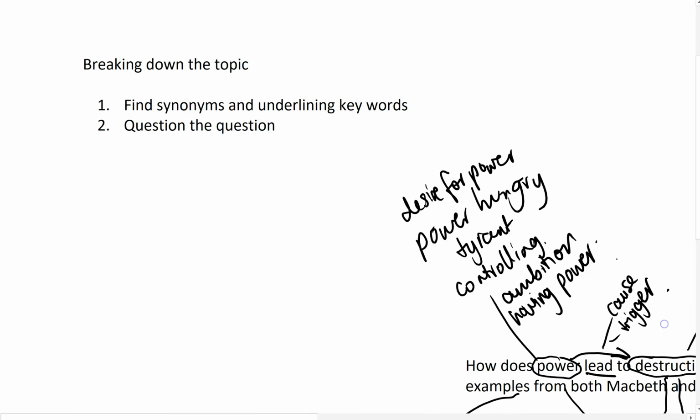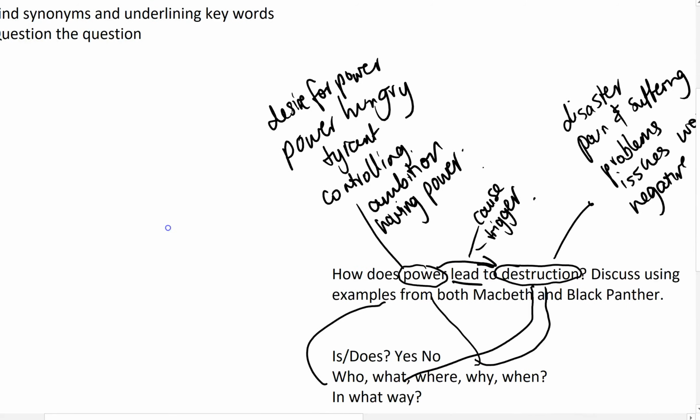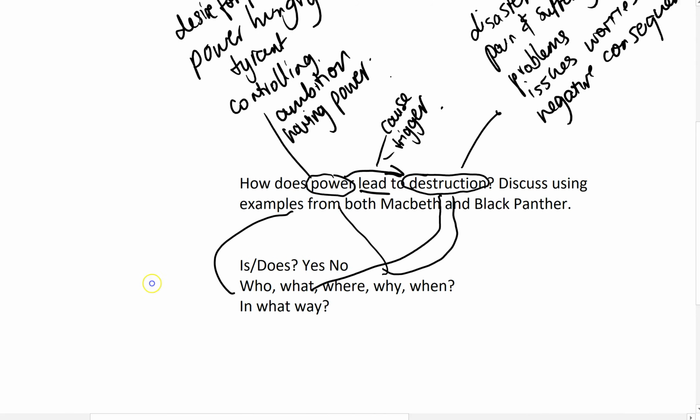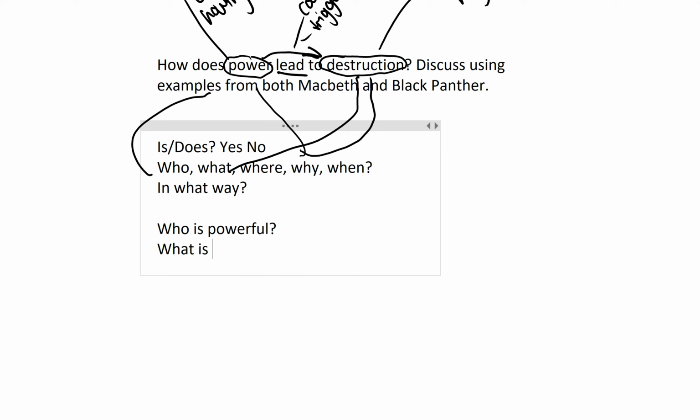So step 1, find synonyms, underline keywords. Step 2, question the question. And when you are beginning this process, you will need to actually write out the different questions that come up for you. So you will actually start to write, who is powerful? What is the destruction?